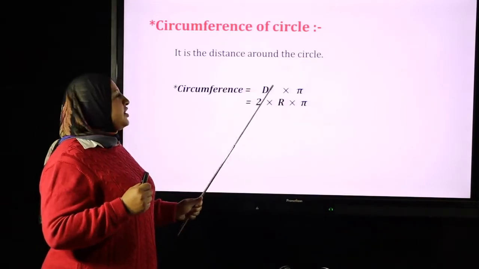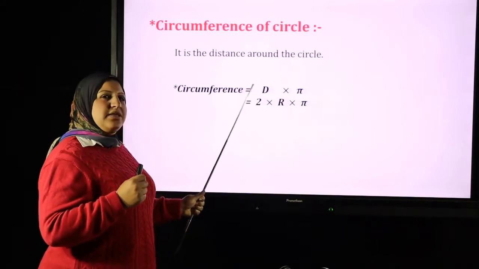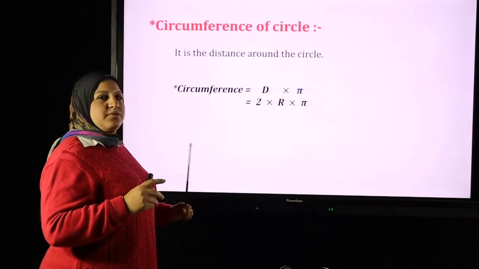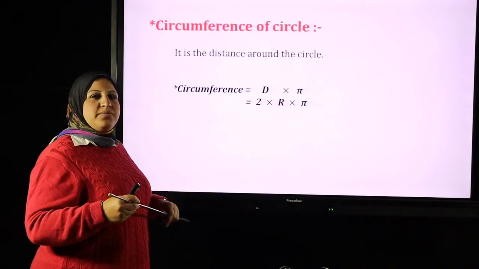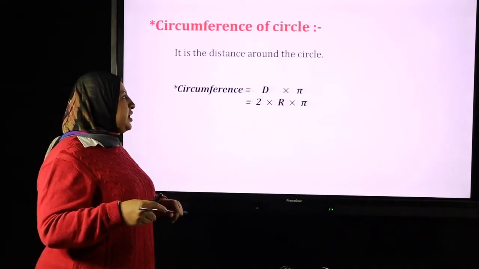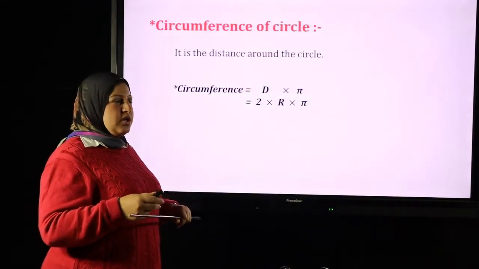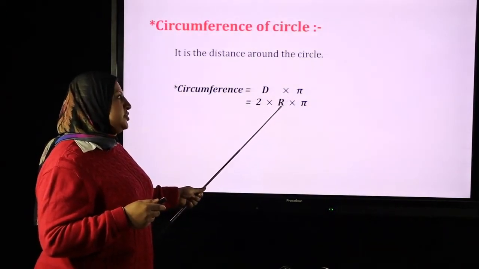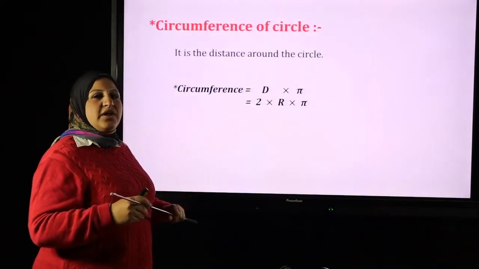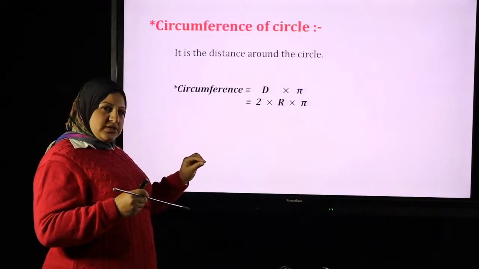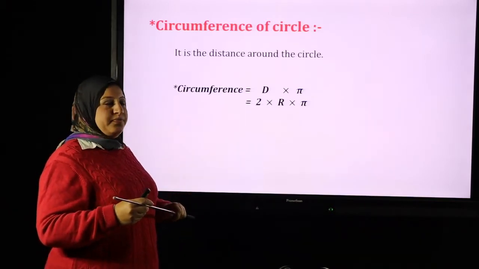Let's revise. Diameter here means d denoted to the diameter. Diameter means any line segment joined between 2 points on the circle and passes through the center of the circle. Radius, r denoted to radius. Radius is a line segment joined between the center and any point on the circle.